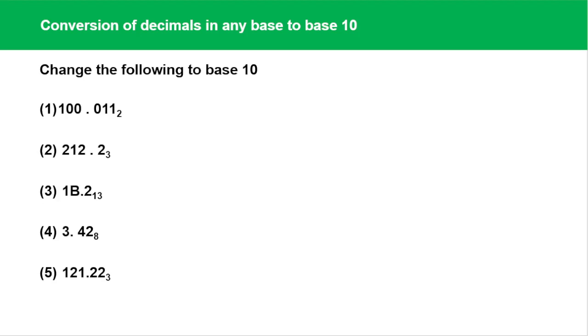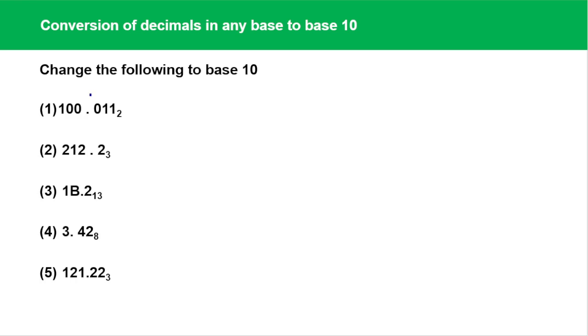In this video, we will learn how to convert decimal numbers in any given base to base 10. The process of converting decimal numbers in any given base to base 10 is similar to that of whole numbers. The only difference is that while we'll assign positive powers to digits on the left hand side of the decimal point, we will assign negative powers to the digits on the right hand side of the decimal point.